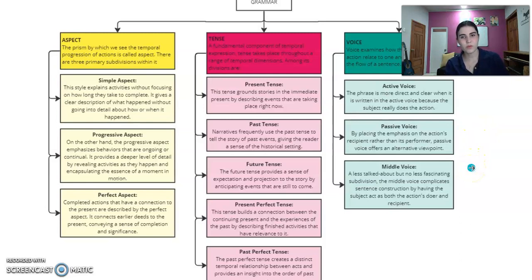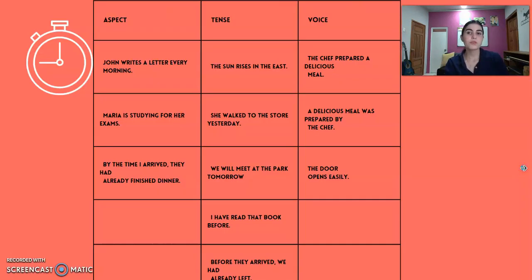And then we have the middle voice, that is less studied, especially in high school, but not less fascinating. In the middle voice, the sentence construction is more complicated, in this case by having the subject as both the action verb and the recipient. Well, before we start, we have a little chart with some examples of aspect.